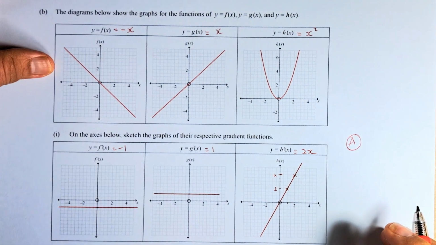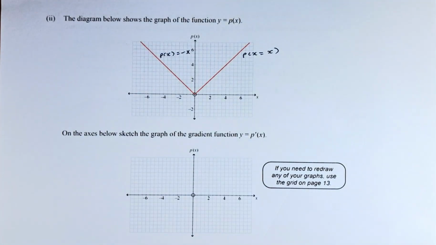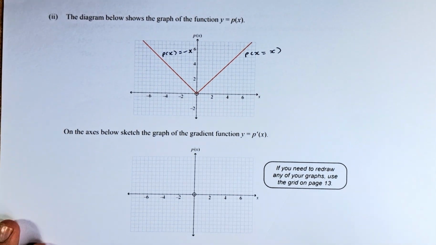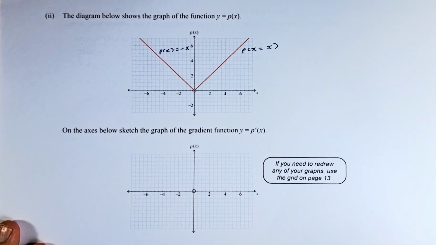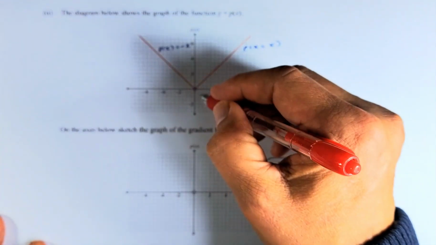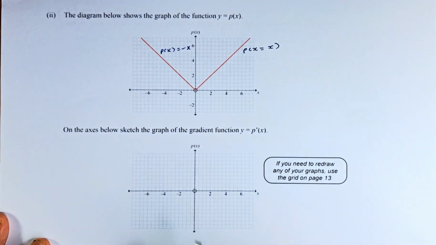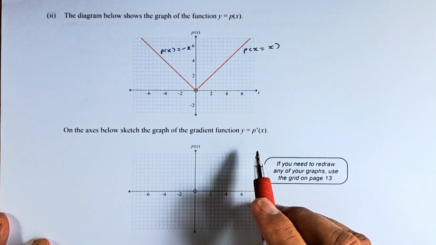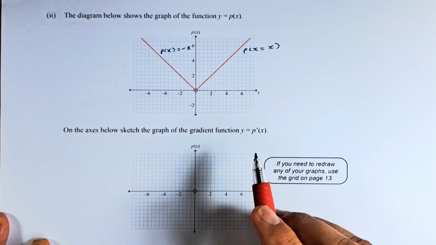Okay? Great. Now we shall do part 2, which is the Merit. The diagram below shows the graph of the function y equals p(x). It's the same graph from the first one, this f(x), this g(x). Sketch the gradient function of y equals p'(x).